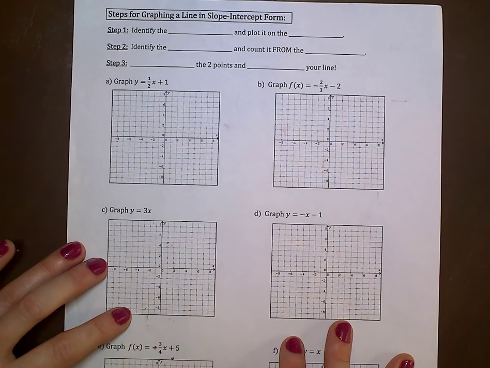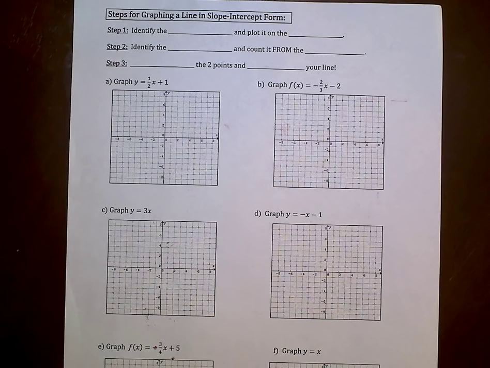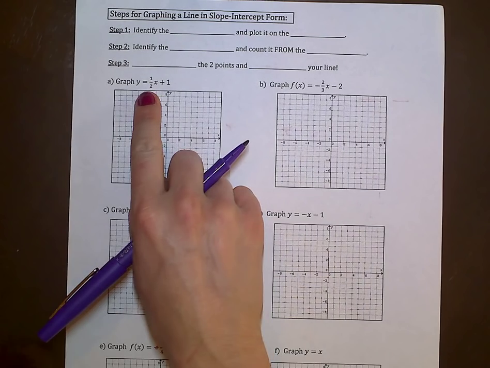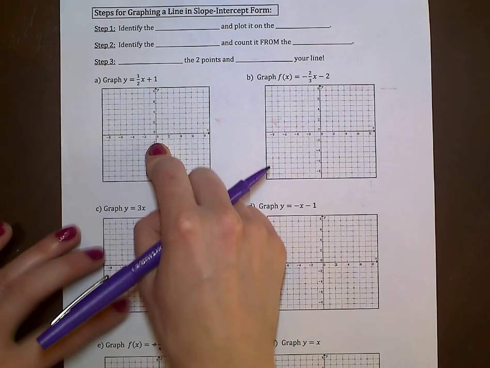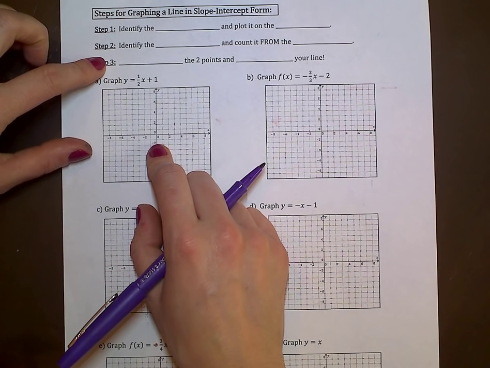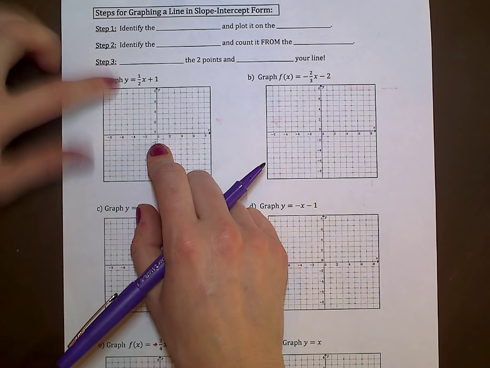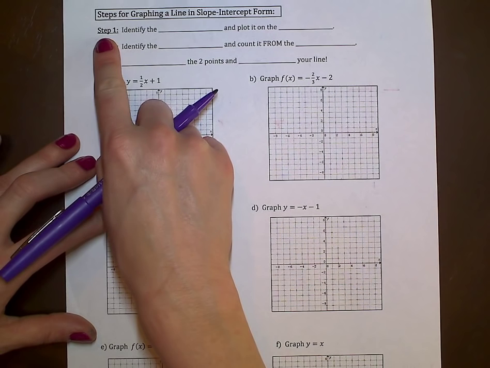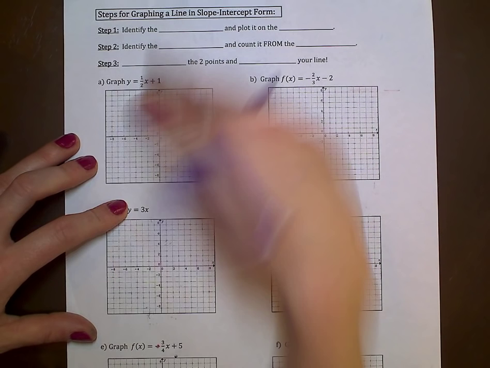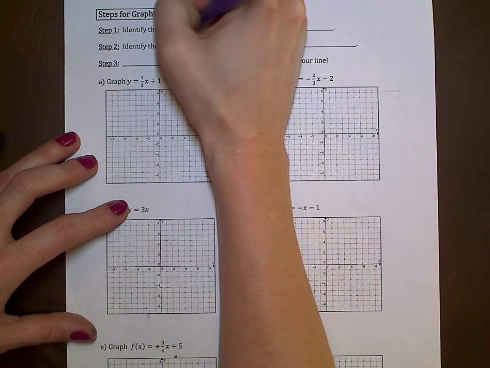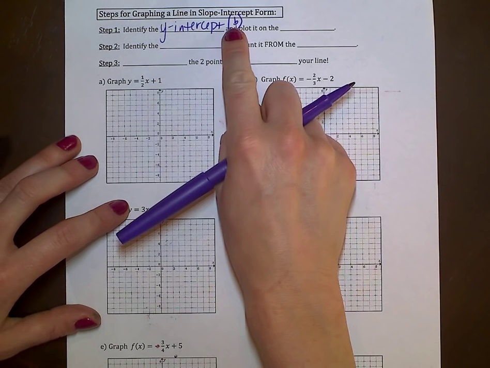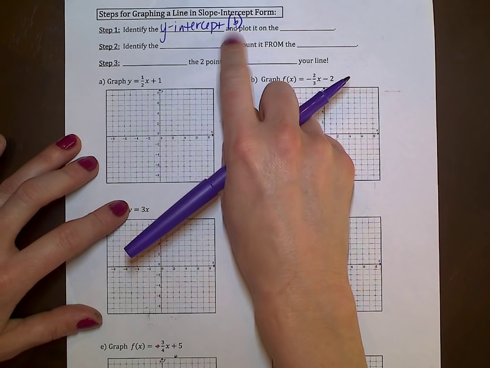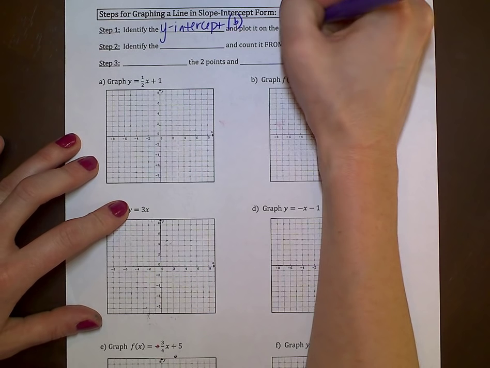So the point of the backside here is to be able to graph your line in slope-intercept form. So they're going to give me the equation, and I just have to get the picture of my line on the graph. So I'm going to give you some steps here, and if you get stuck, follow these. So step 1 is to identify the y-intercept, which we know is the b value. So find the y-intercept and then plot that point on the y-axis.